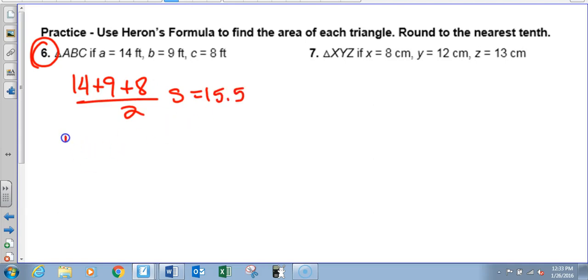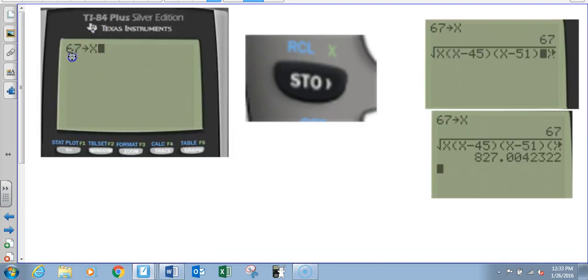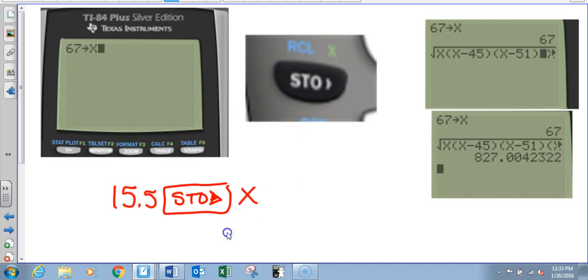Now, you could type 15.5 times 15.5 minus 14 times 15.5 minus 9 times 15.5 minus 8. Or you can store 15.5 and then you'll never have to type it again for this problem. What I want you to do is find this feature. It uses the store button on your calculator. You're not going to put 67 into X. You're going to put, what was it, 15.5? So do 15.5 and then that STO button, which will bring a little arrow up on your screen, and then hit the X button up at the top.